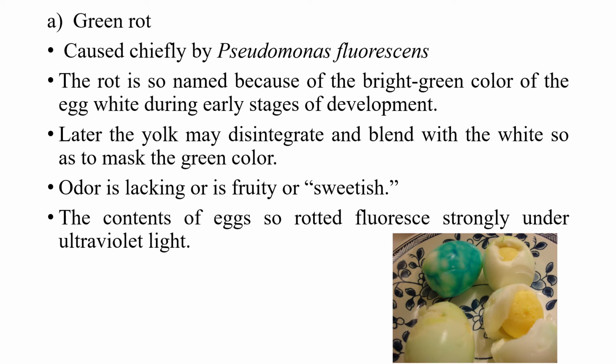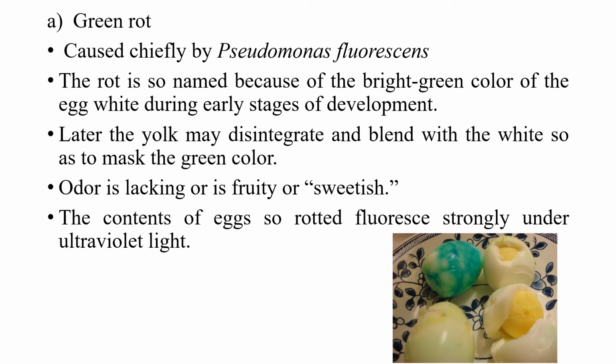First one is the green rot. This is caused by Pseudomonas fluorescens, and the rot is so named because of the bright green color of the egg white during the early stages of development. So the causative organism or pathogen of green rot of egg is Pseudomonas fluorescens, and its symptom is the bright green color of the egg white.